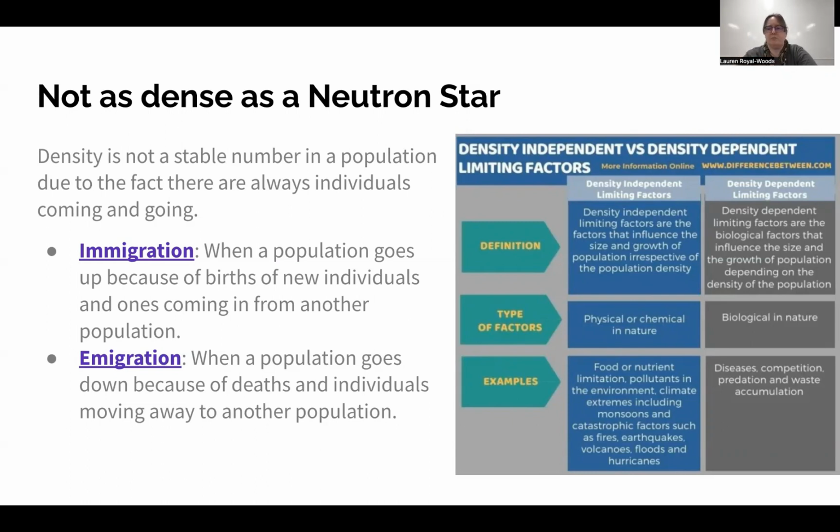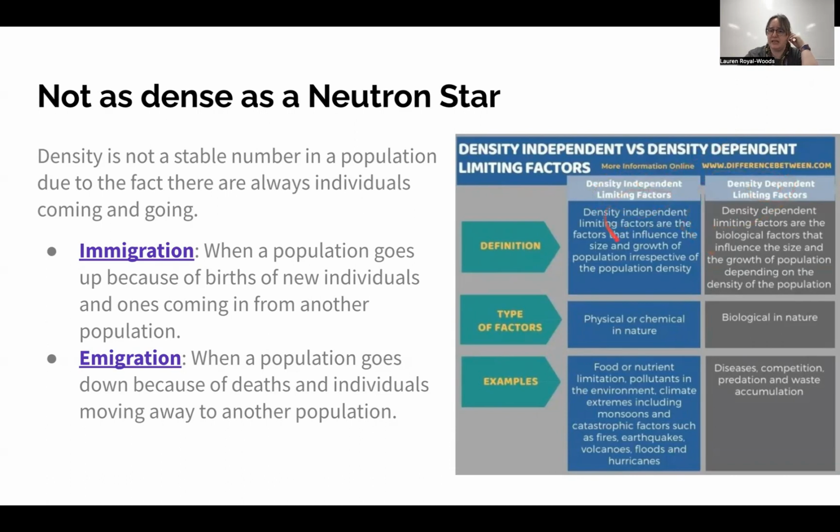So new babies are getting born, new people move in. That's always fluctuating. That's immigration, new births and new people coming into populations. Emigration is when the population goes down because of deaths, or people are moving away, or they're driven away. And that brings me to density independent limiting factors and density dependent.